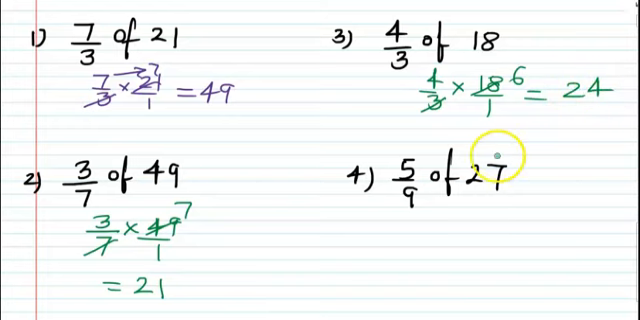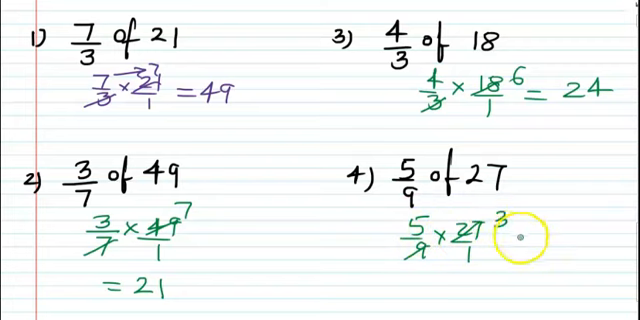Thank you. Okay. Hala. 5 by 9 of 27. This is for you. You do 27 divided by 9, which is 3, and then you multiply by 5. So 27 divided by 9, you got 3, right? And then you times 3 by 5, and 5 times 3 is how much? 15. Is that okay? So this is what you need to do.